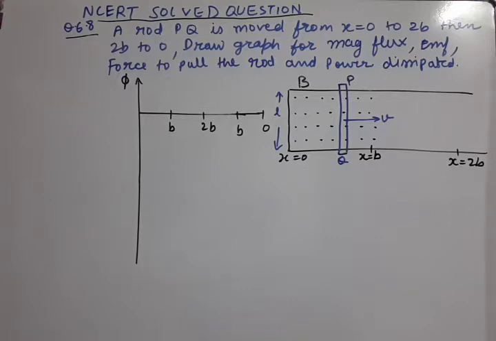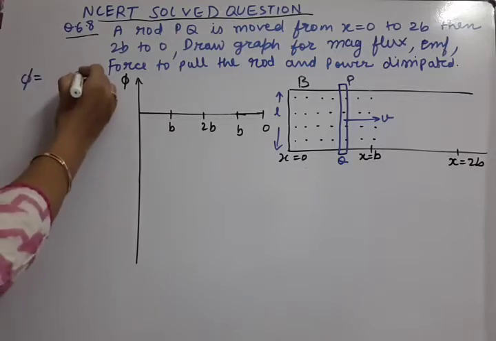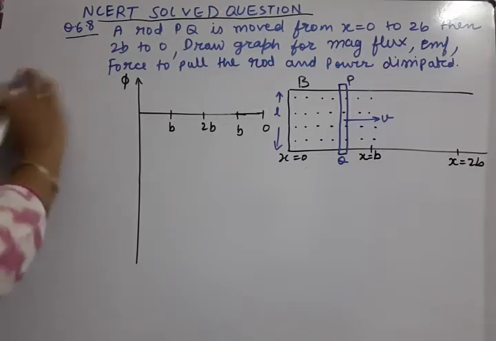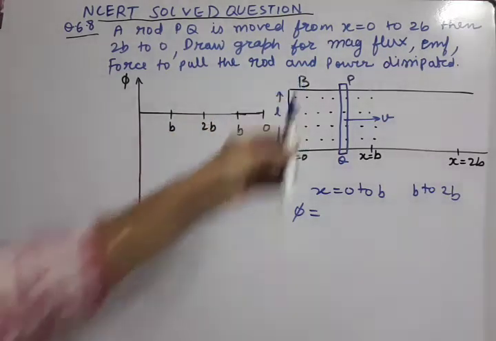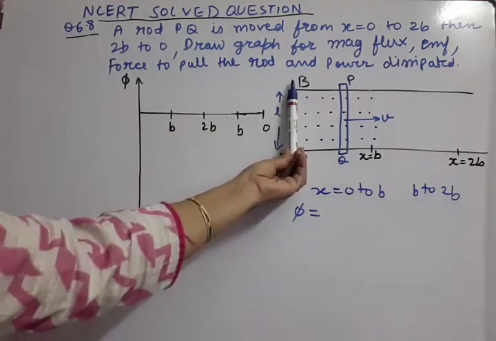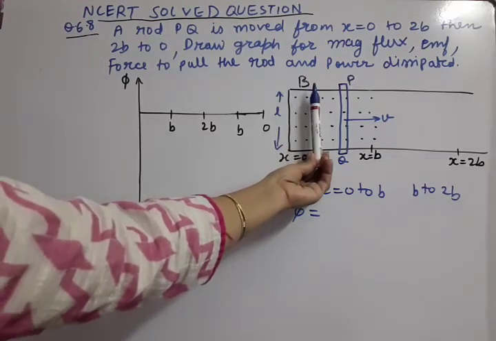So we will be calculating the flux phi here like this. Okay, let me write it this way. Let us understand the flux calculation, how it is taking place. First of all, suppose this rod PQ was initially at x equal to 0. Now this rod is shifted a little here.